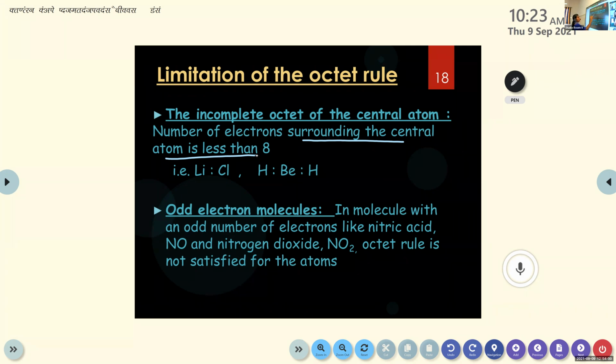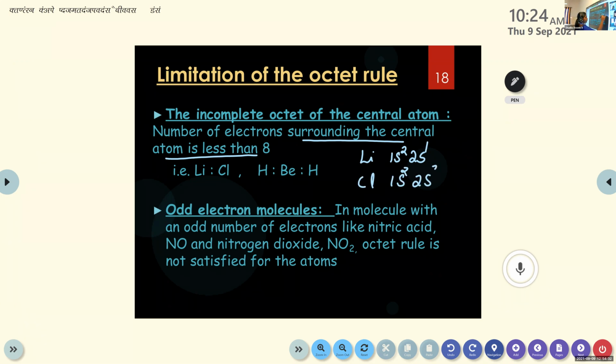Here, the total number of electrons surrounding the central atom after the chemical bonding is not 8. So it will be considered as one limitation of this octet rule. We can discuss the first example, that's lithium chloride, LiCl. You know that in the case of lithium, its configuration is 1s2, 2s1, right? So when they are bonded with chlorine, look at the configuration of chlorine.